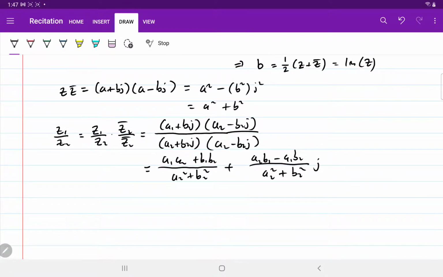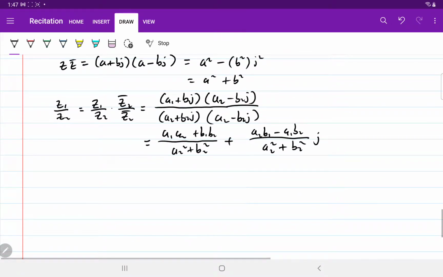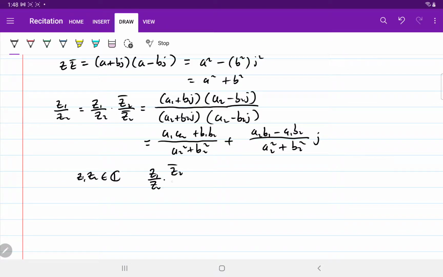So the trick here is, if you need to compute z1 over z2 and they are complex numbers, then you multiply by the complex conjugate of the denominator, z2 bar over z2 bar, because this is nothing but 1, right?